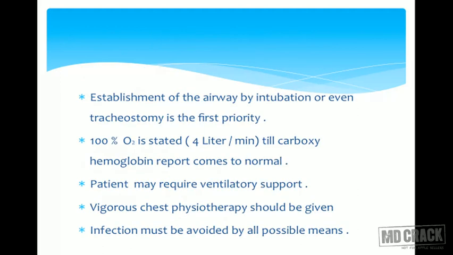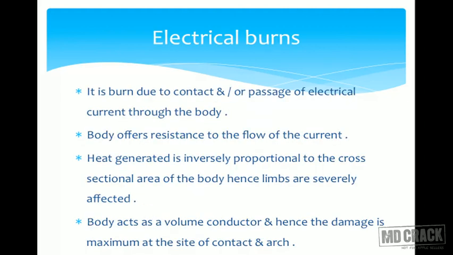Establishment of airway by intubation or even tracheostomy is the first priority. 100% oxygen is started, that is 4 liters per minute, till the carboxyhemoglobin report comes to normal. Patients may require ventilatory support along with vigorous chest physiotherapy and avoidance of infection. Now we'll see electrical burns.